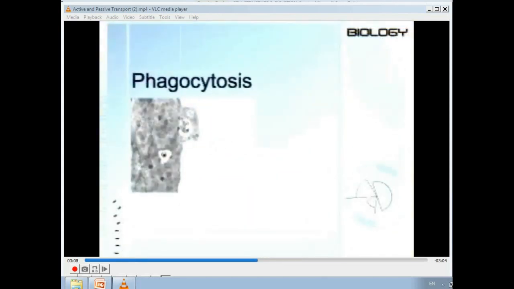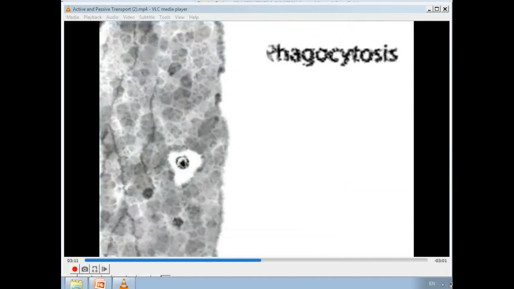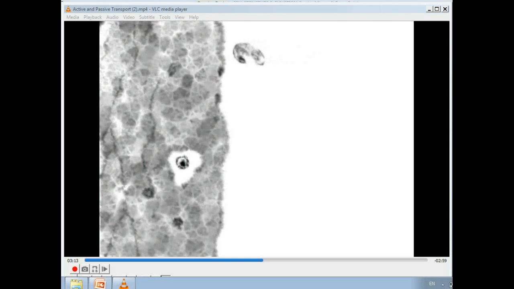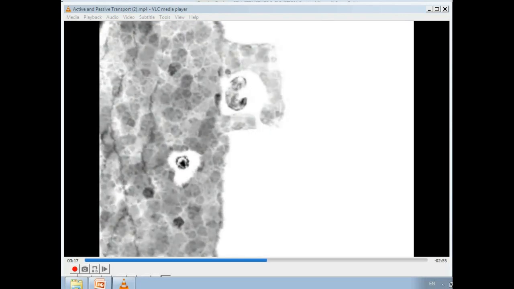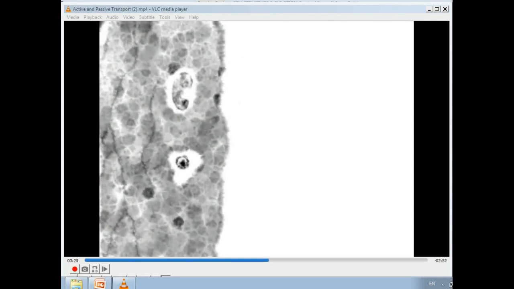The cell does this in two different ways. One way is called phagocytosis. In this method of cell eating, large particles are surrounded when the cell extends the plasma membrane and engulfs the particle. The result is a membrane-bound package of material.